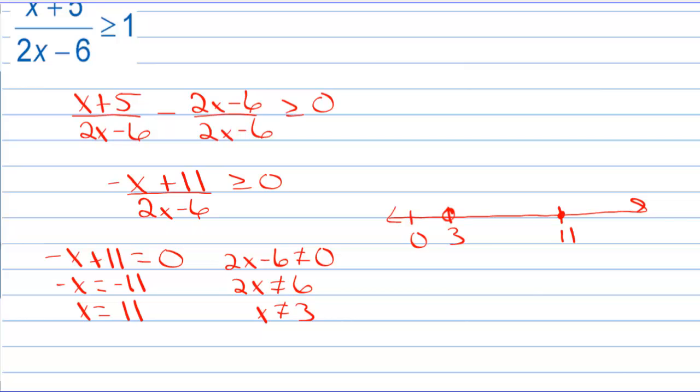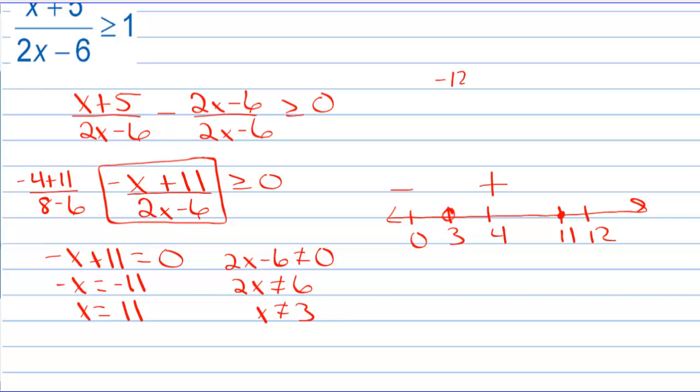So let's test maybe 0. How about 4 and 12? We'll test it right here, not in the original. This would be the easiest spot. So if we plug 0 in, we get 11 over negative 6. That's negative. If we plug 4 in, we get negative 4 plus 11. That's positive over 8 minus 6. That's also positive. So positive. Then when we plug 12 in, we get negative 12 plus 11 over 24 minus 6. That's negative over positive. That's negative. We want answers that are greater than or equal to 0, which is positive. So we're looking at 3 to 11.